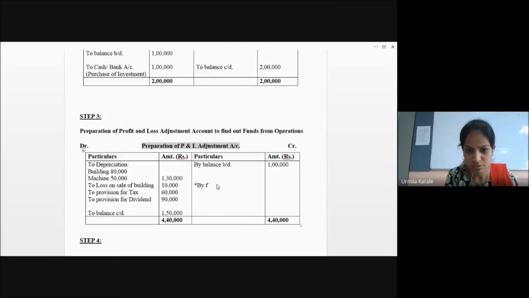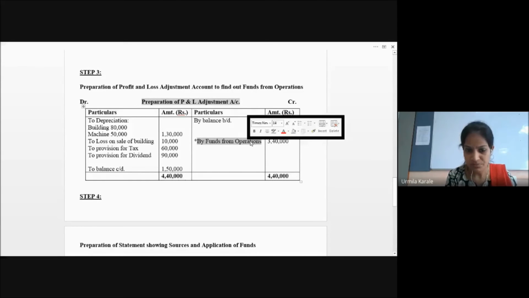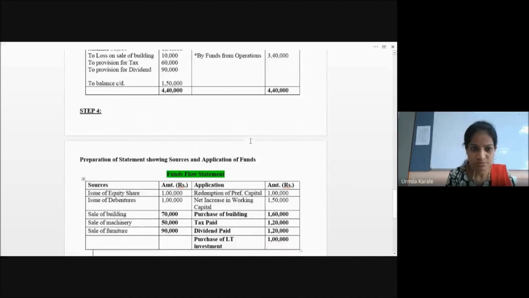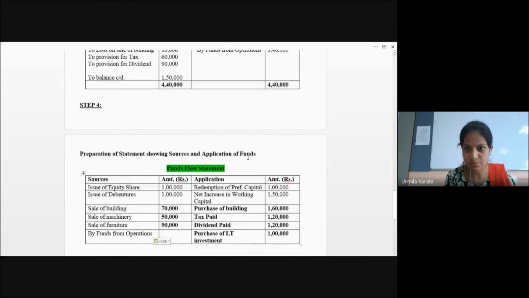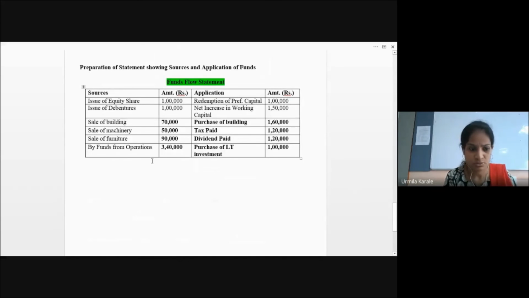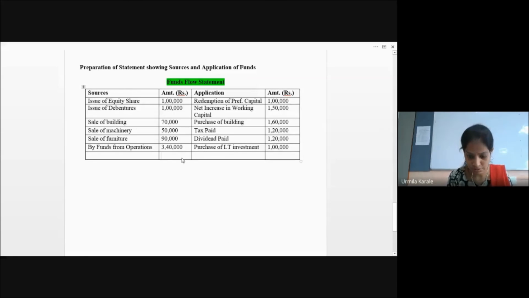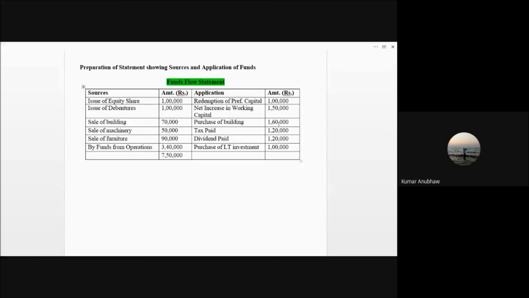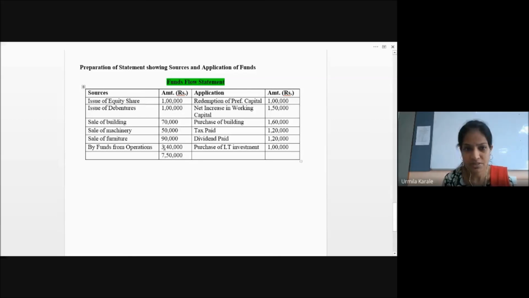When your debit side is more, this balance is called funds from operation. If your credit side is more, it will be funds lost in operation, okay? By funds from operation, out of this 1 lakh is already there, then remaining is 3,40,000. That is funds from operation. If you are getting funds from operation, it means you are going to get the money, a source. I'm writing it on the sources side, funds from operation, 3,40,000. So just show the total here, 7,50,000. Check if your other side total is the same. Same ma'am. Same. So same, 7,50,000.